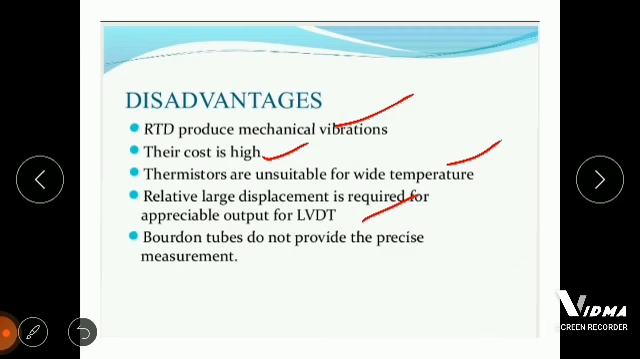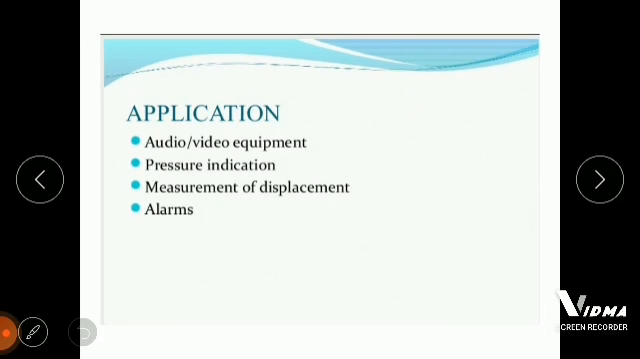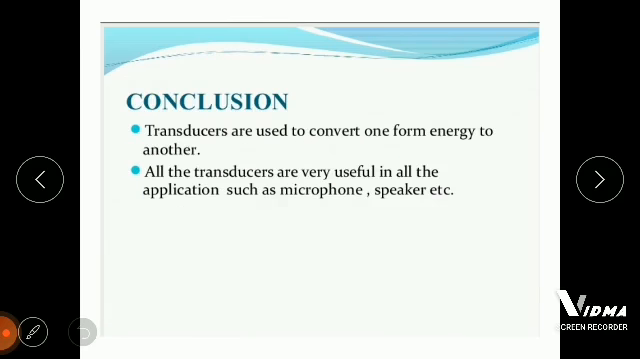Applications: we can use the transducer in audio video equipment, pressure indication and measurement of displacement. For LVDT we can take an example for that, and in alarm processes also we can use transducers. To make a conclusion on the basis of this discussion, transducers are used to convert one form of energy to another form, and all the transducers are very useful in applications such as microphones, speakers, and signal conversion, etc. This is all about the transducer.